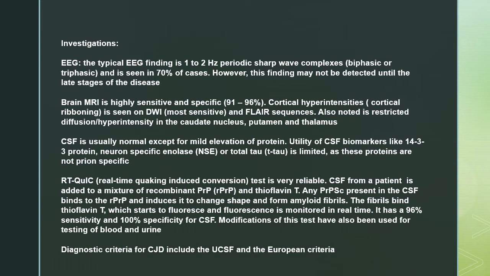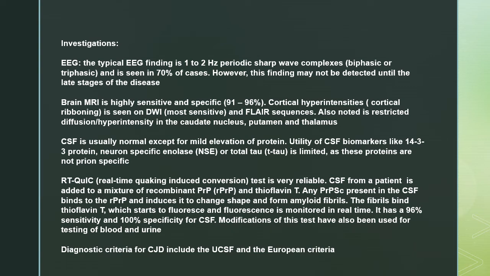CSF from a patient is added to a mixture of recombinant PrP and thioflavin T. Any PrPSc present in the CSF binds to recombinant PrP and induces it to change shape and form amyloid fibrils. The fibrils bind to thioflavin T, which starts to fluoresce, and fluorescence is monitored in real time. It has a 96% sensitivity and 100% specificity for CSF. Modifications of this test have also been used for testing blood and urine.